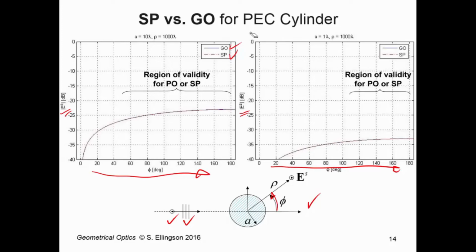So this tells you one thing right away, is that stationary phase and geometrical optics are essentially the same thing. And they have the same limitations. They're valid only for specular directions, so they're valid in this range where you get a reflection-like mechanism, and they're totally bogus up here where the field is experiencing shadowing. This is the result for 10 wavelengths. This is the result for 1 wavelength, just to show you that the right things happen as the dimensions of the cylinder change.